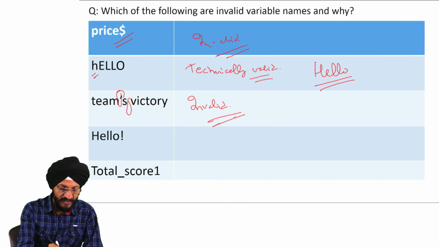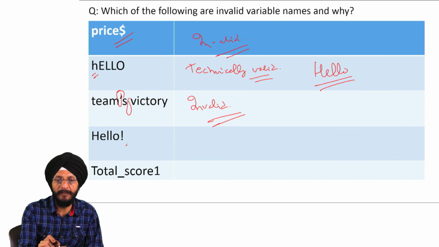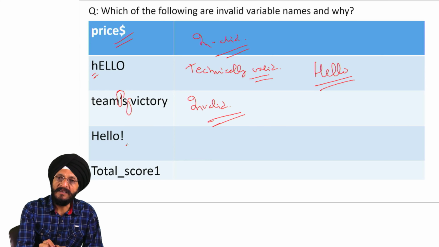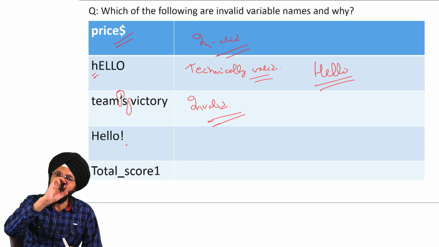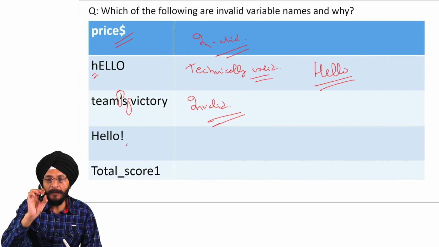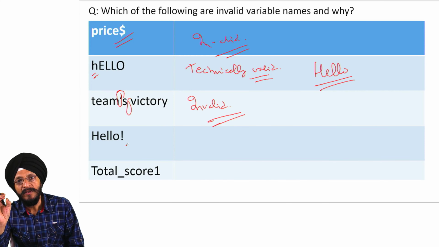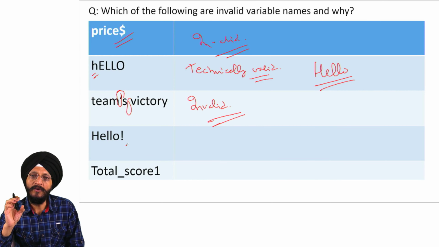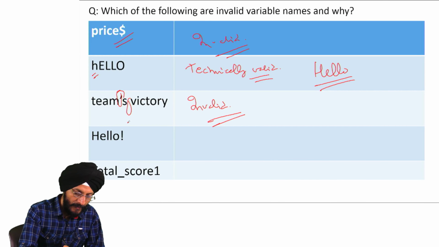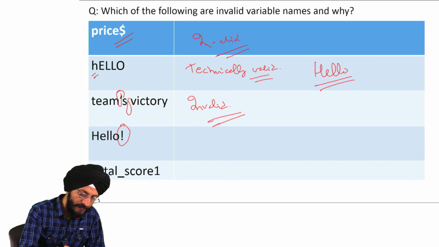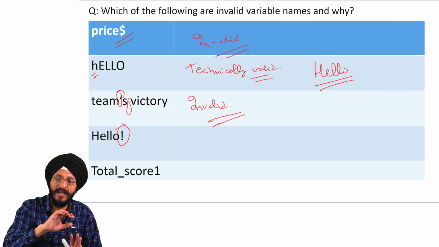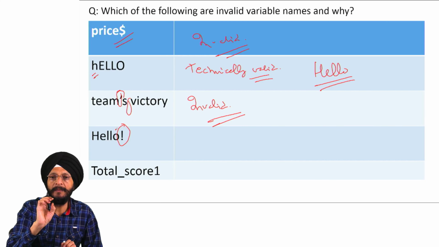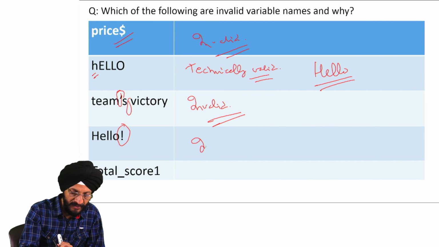Now the next is hello followed by an exclamation sign. As already told, a valid variable name can contain letters, numbers and underscore, but it cannot contain any other special character. So here the exclamation sign which is coming at the last is not allowed in variable naming convention. So here it is an invalid variable name.